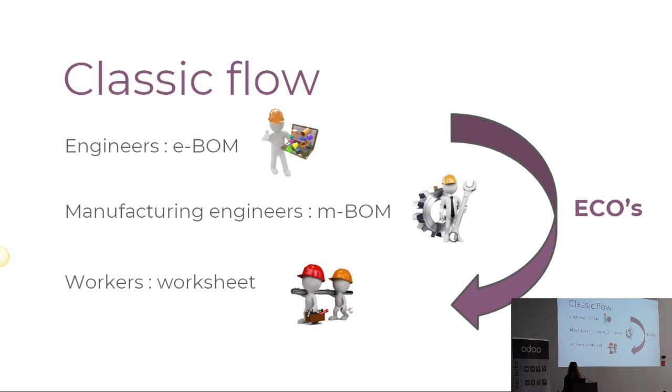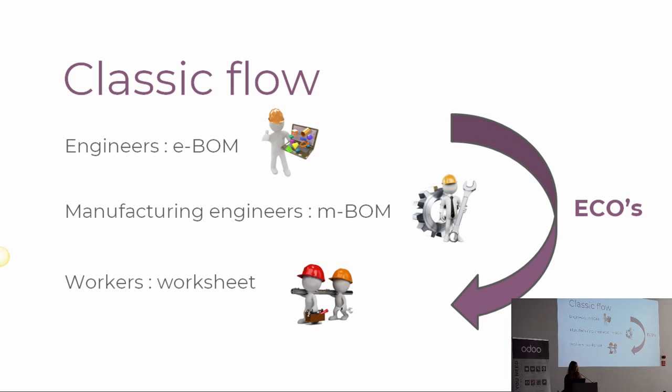So the classic flow, most of the time you have some engineers who design what we call the e-BoM. The e-bill of material is in fact a bill of material in which you will have all the components which will be part of the finished product. And it will be quite limited in information.